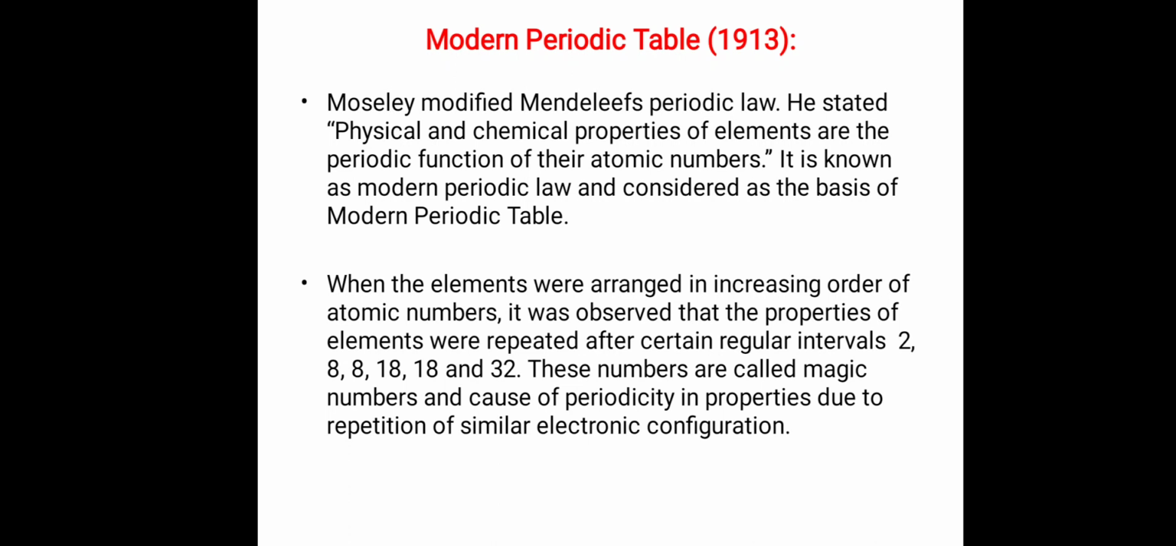The next one is the modern periodic table. In the year 1913, Moseley modified Mendeleev's periodic law. He stated that the physical and chemical properties of elements are a periodic function of their atomic numbers. It is known as the modern periodic law and considered the basis of the modern periodic table. When the elements were arranged in increasing order of atomic numbers, it was observed that the properties of elements were repeated after certain regular intervals of 2, 8, 8, 18, 18, 32. These numbers are called magic numbers.